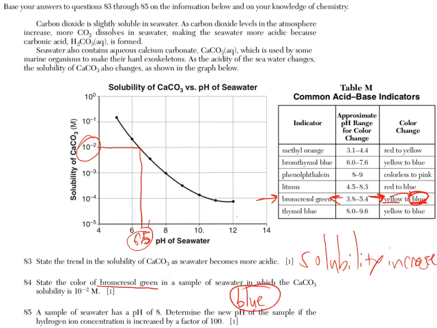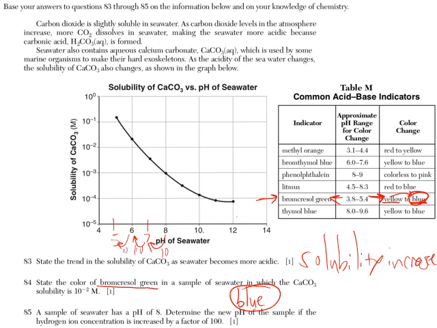Last question, 85 says a sample of seawater has a pH of 8. Determine the new pH of the sample if the hydrogen ion concentration increases by a factor of 100. Remember that the pH scale is a logarithmic scale, which means every time you change one pH unit, it's actually a 10-fold change in concentration. So if you're increasing the hydrogen ion concentration, you're becoming more and more acidic. Going from an 8 to 7, that's a 10 times increase. Going from 7 to 6 is another 10 times increase. Going from 6 to 5 is another 10 times increase.